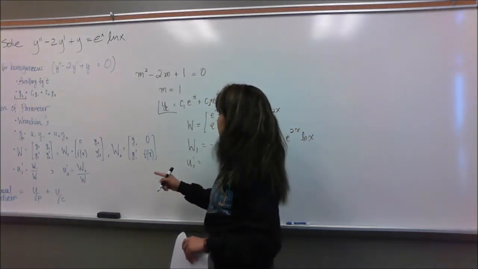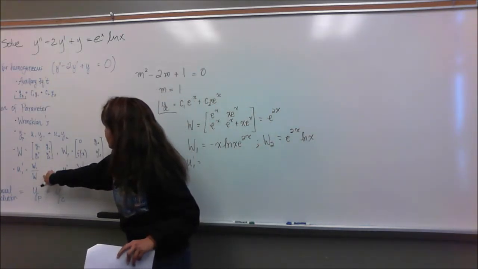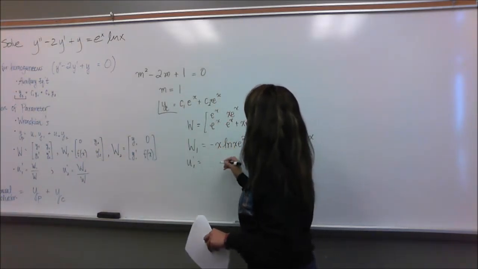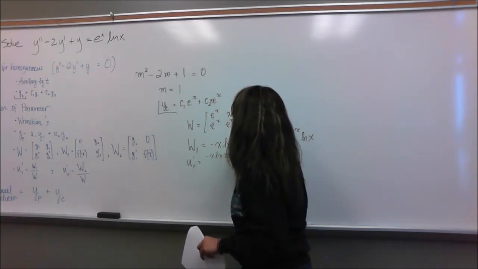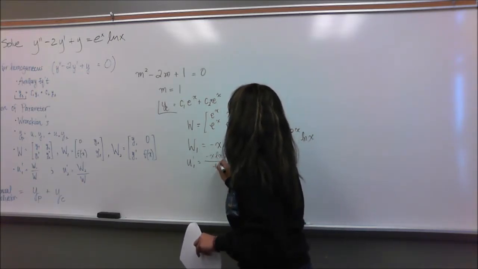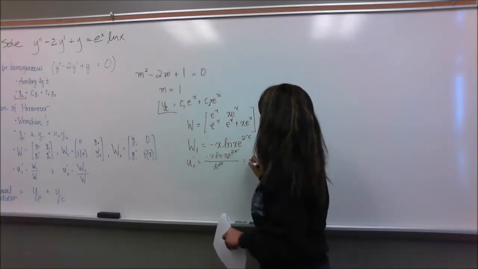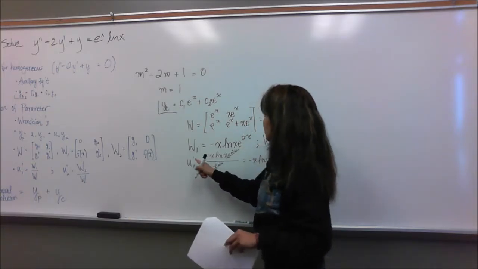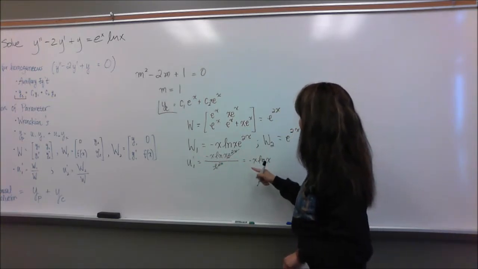Alright, in solving for the U1 prime, you're going to put W1 over whatever the Wronskian solution that you had earlier. So that would be this part right here, negative x ln x e to the 2x, all over the Wronskian part, which is e to the 2x. This part cancels out, and you are going to end up with negative x ln x. And that is the derivative. So to find u1, you would need to take the integral of that.